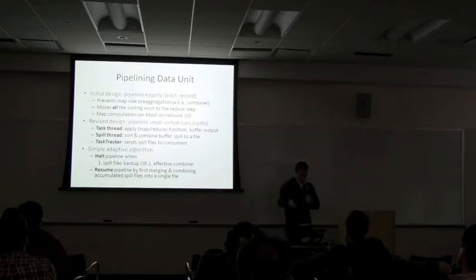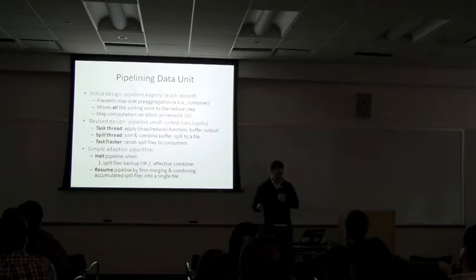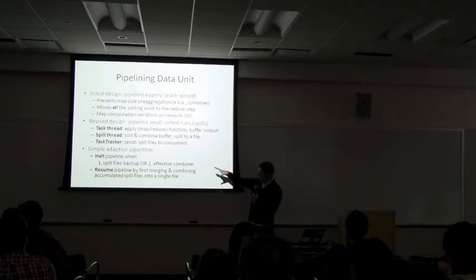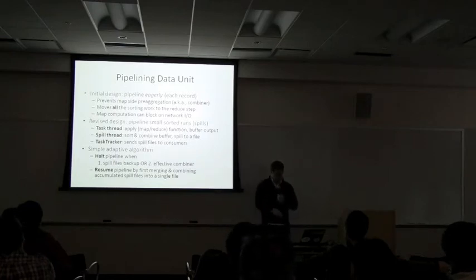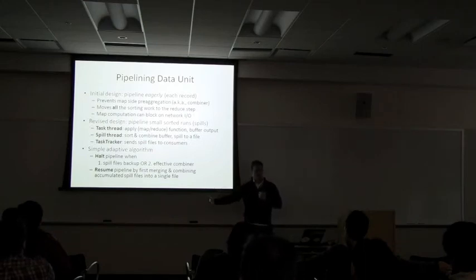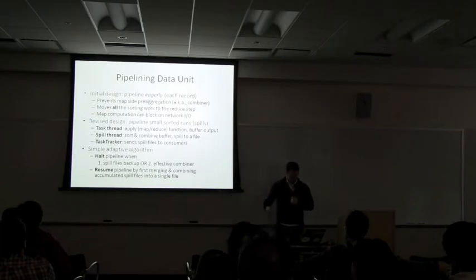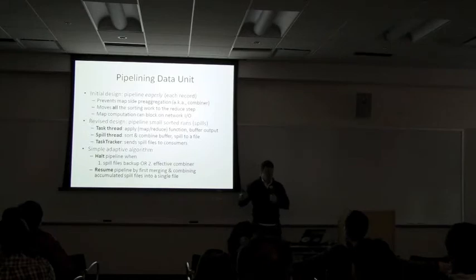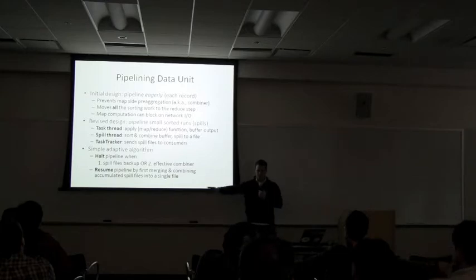So instead, in our revised design, we pipeline small sorted runs, or what are called spill files. We have 3 threads. Now, we didn't create these threads. These threads already existed in Hadoop. The task thread applies the map or reduce function and takes that output and puts it in a main memory buffer. The spill thread sorts and combines the buffer and then spills to a file. And then we added some code inside the job tracker that's going to take these spill files and push them over to the reduces.